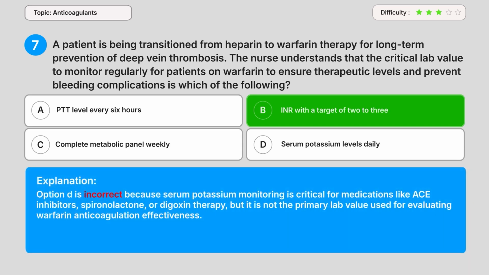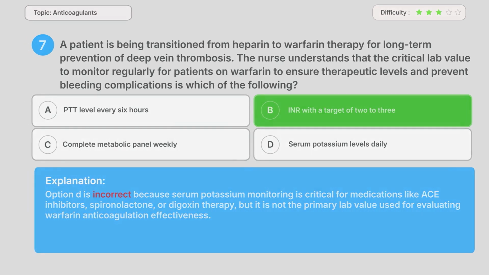Option D is incorrect because serum potassium monitoring is critical for medications like ACE inhibitors, spironolactone, or digoxin therapy, but it is not the primary lab value used for evaluating warfarin anticoagulation effectiveness. This question tests whether you can keep your anticoagulant lab values straight. The patient is transitioning from heparin to warfarin for long-term DVT prevention.